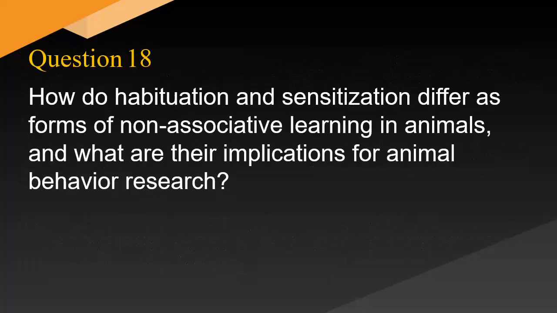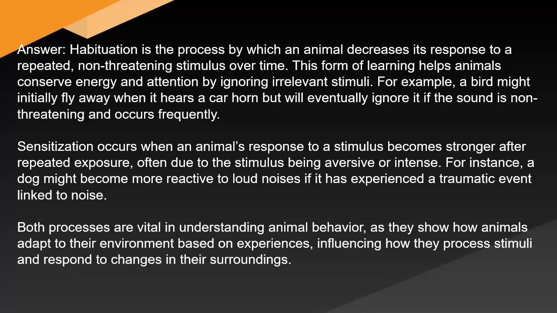How do habituation and sensitization differ as forms of non-associative learning in animals, and what are their implications for animal behavior research? Answer: Habituation is the process by which an animal decreases its response to a repeated, non-threatening stimulus over time. This form of learning helps animals conserve energy and attention by ignoring irrelevant stimuli. For example, a bird might initially fly away when it hears a car horn, but will eventually ignore it if the sound is non-threatening and occurs frequently.